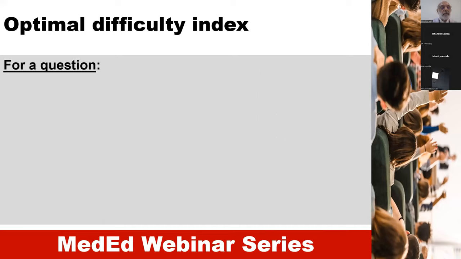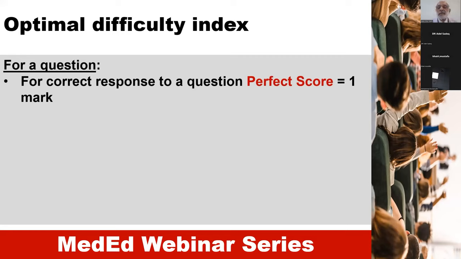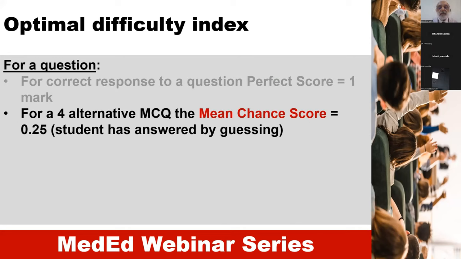So for a correct response to a question, the total score or perfect score is 1. So if that question has 4 alternatives, this means there is a 0.25 chance of guessing. Because there are 4 statements, a student can choose any one by guessing, so it would be 0.25. And this would be called the mean chance score, right? And in other words, it is the frequency with which a student can guess the answer to that question.